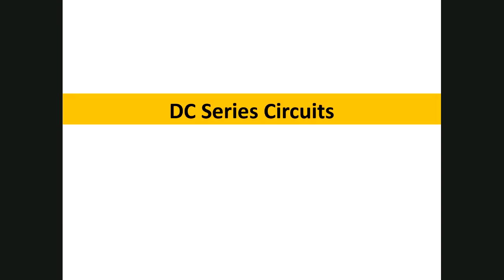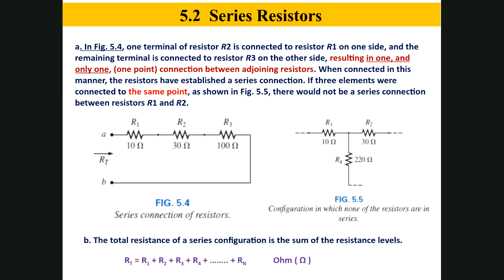Today we will try to understand what it means to be in series. In these examples we have two figures. Figure 5.4 contains three elements, and 5.5 also contains three elements. What is the main difference between those two? Actually, the answer is the configuration, the arrangement of the resistors.